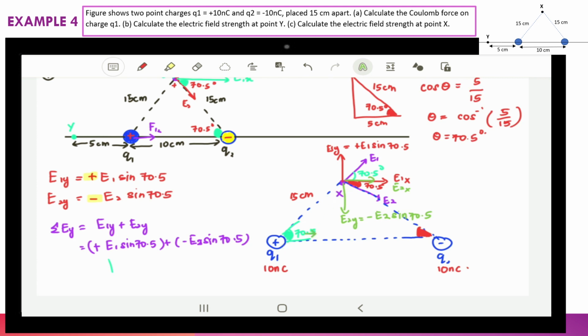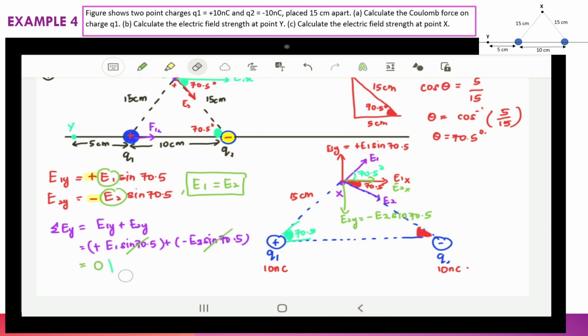Since the distances are the same and the magnitudes are the same, the distance from Q1 to X and Q2 to X are the same. That means the electric field strength due to Q1 is equal to the electric field strength due to Q2. If you calculate, the value of E1 is equal to E2 in magnitude. That's why the Ey values will be the same and cancel out, it will become zero.